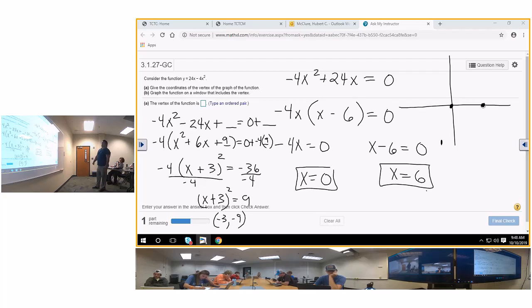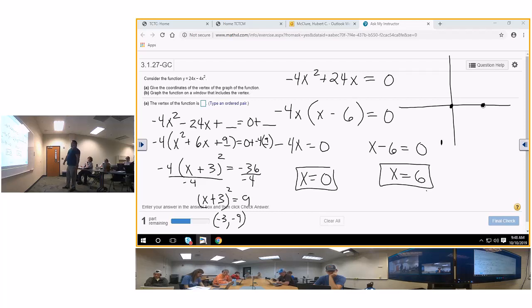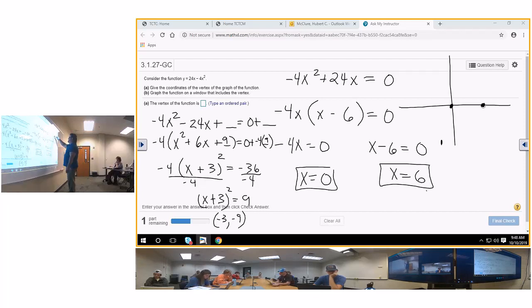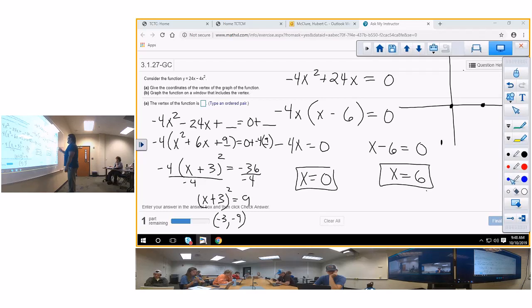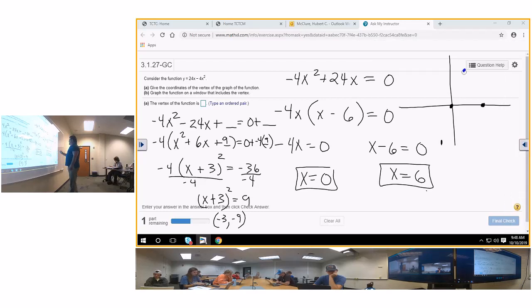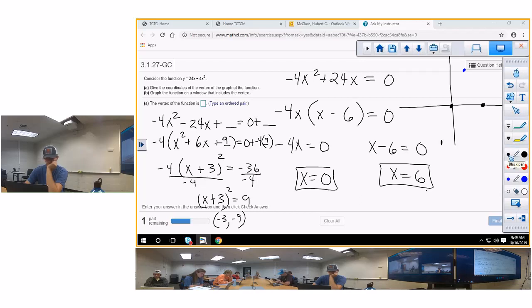Well, it's also opening, yeah, that's not right. It's opening downward. So that should be positive 3 and positive 9. It should be up here. Somebody check my signs for me. I see a sign I messed up.